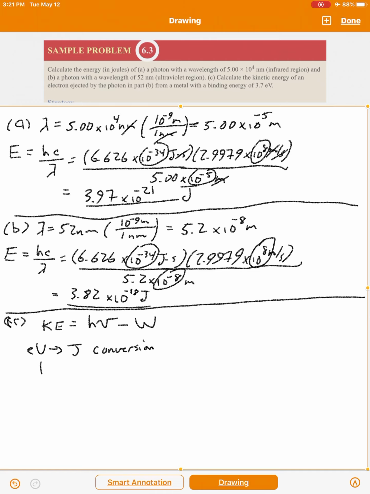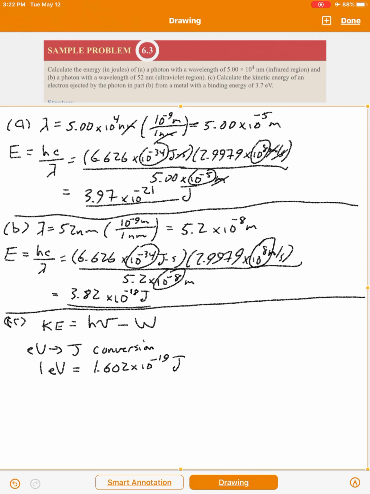The conversion is that 1 electron volt is 1.602 times 10 to the minus 19 joules. Okay, it's the charge of an electron, essentially. It's essentially the charge of an electron accelerated through a potential of 1 volt. That would give you 1 eV.